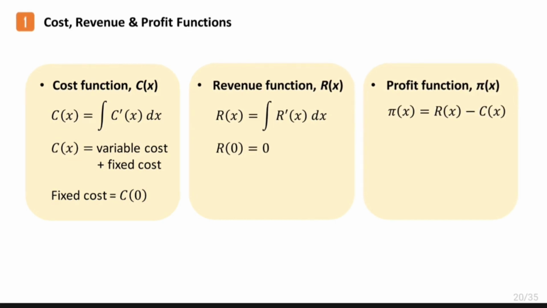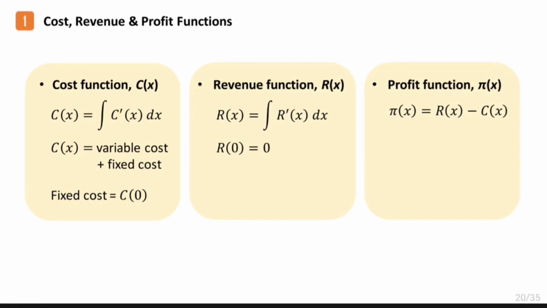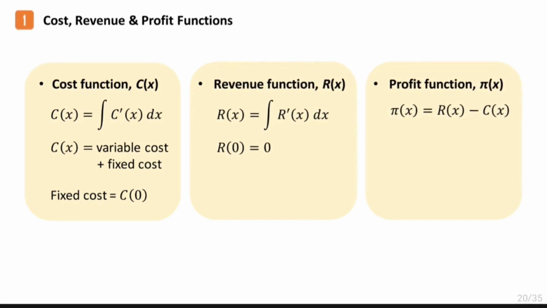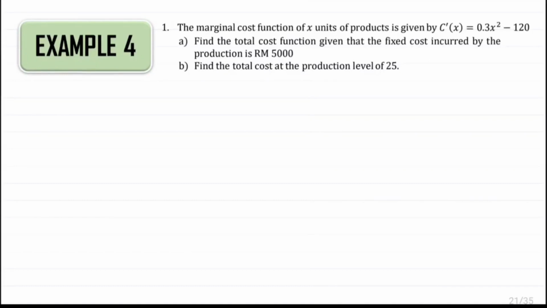And last is the profit function π(x). Same as before, π(x) is R(x) minus C(x), revenue minus cost. We go to example 4, number 1.